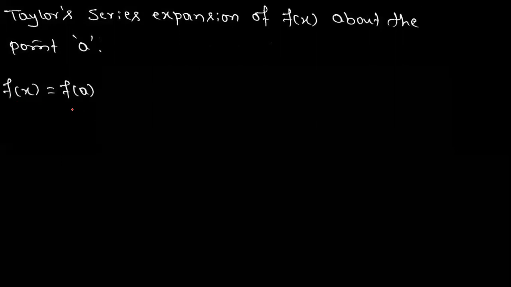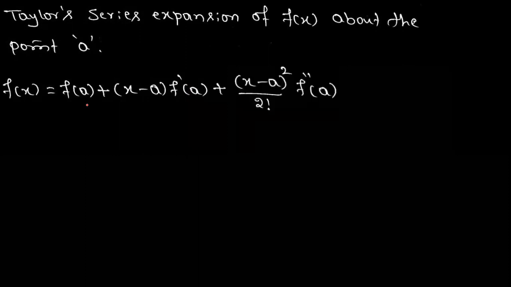Very first term is f of a, plus, second term is x minus a into f dash of a, plus third term will be x minus a whole square by 2 factorial into f double dash of a, plus x minus a whole cube f triple dash of a divided by 3 factorial.